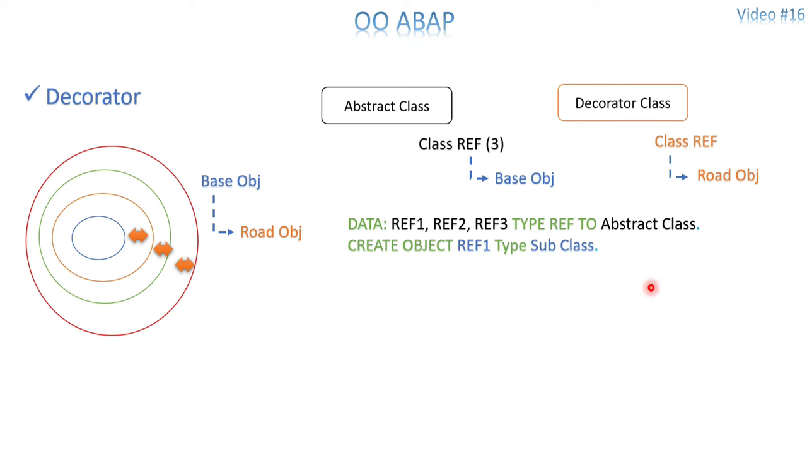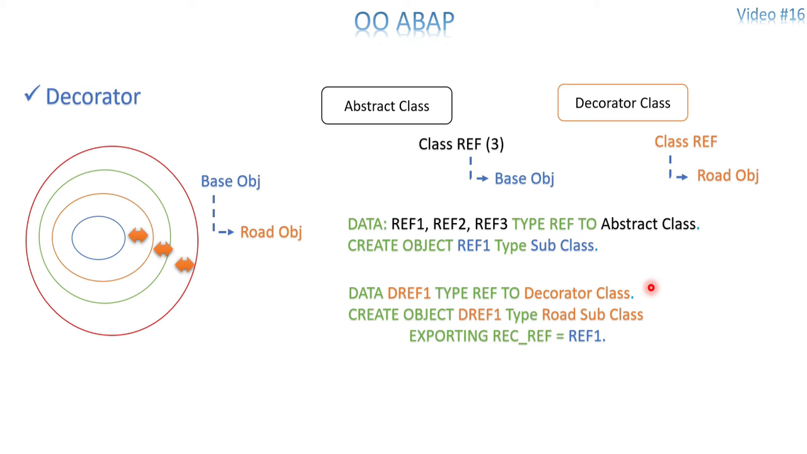Now what is the next one? So here I'm going to create the next step. I'm going to create a reference variable for my decorator class. Clear. And then I'm going to create an object for the particular decorator class, but the type is my subclass, this one. So I need a reference variable of my main class, but create an object for my subclass.